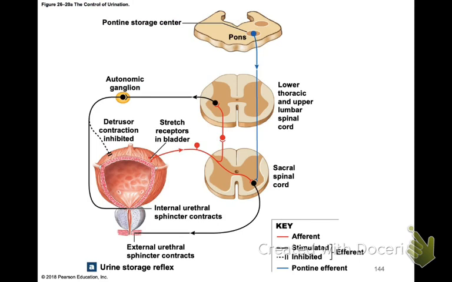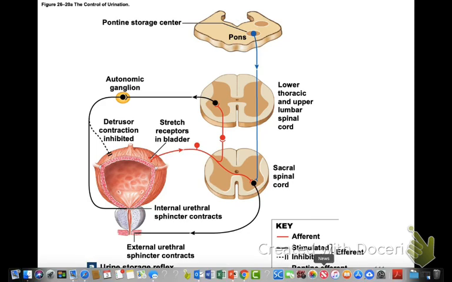So let's start with the stretch receptors in the bladder, and they go to the sacral region of the spinal cord, and notice there's a reflex up to the lower thoracic and upper lumbar spinal cord to go out to an autonomic ganglion to inhibit contraction of the detrusor muscle, and this helps to stop urination. So this is the way you're going to stop it. And then you also have a local reflex to the internal sphincter, and then from the pons you're going to go from the brainstem down through the spinal cord, again to stimulate the external urethral sphincter and prevent the bladder from emptying.